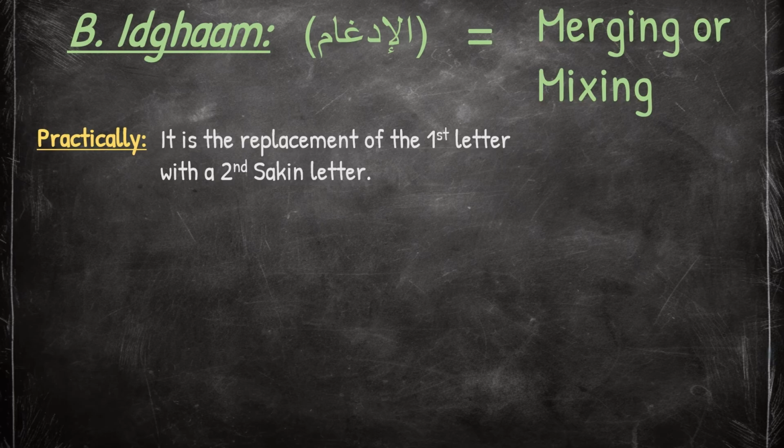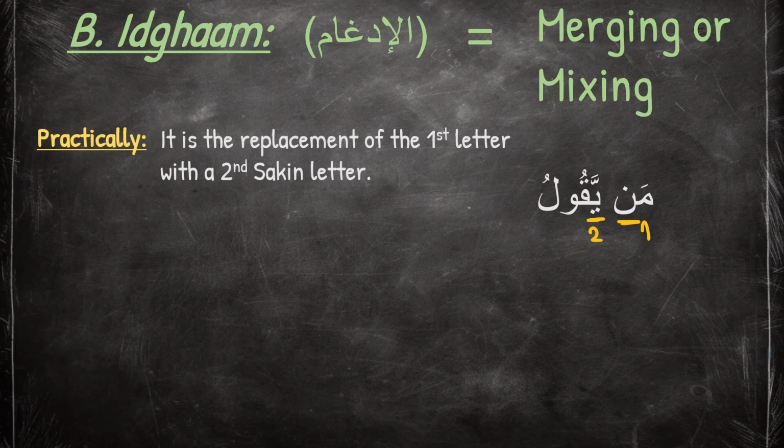For example, this one here: من يقول. So how do we apply the idgham rule here? How do we replace the first part with the second part? First of all, the first part is this noon here, and this ya following the noon directly is the second part. So the first part is noon, and the second part is ya.